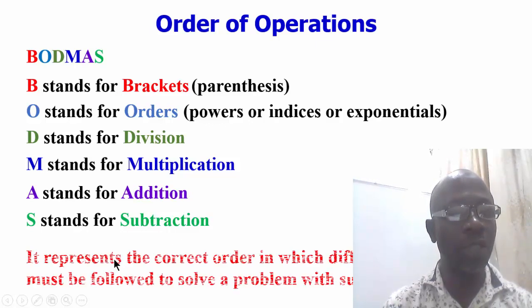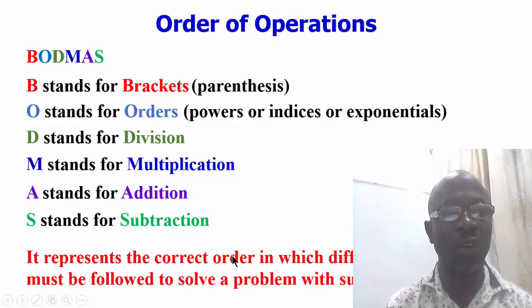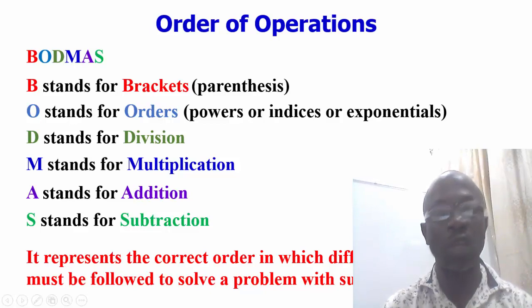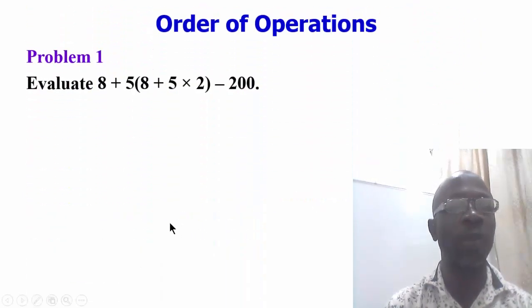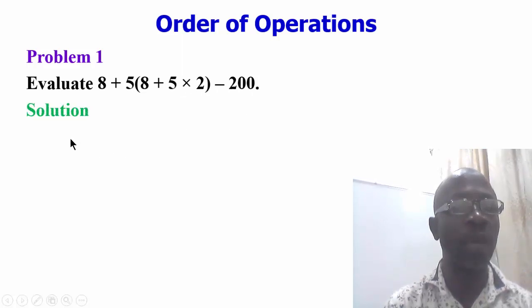Note that it represents the correct order in which different operations must be followed to solve a problem with such operations. Now we go ahead to solve some problems. Problem 1. Evaluate 8 plus 5, open bracket, 8 plus 5 times 2, close the bracket, minus 200. In solution to this problem, we are going to apply BODMAS.